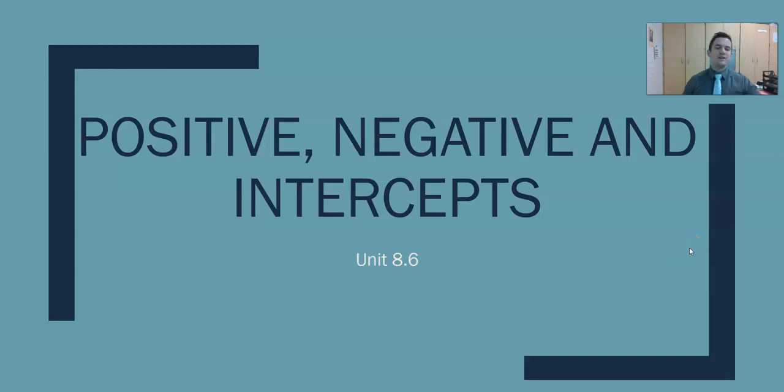Hello, Mr. Burrell here. We're in Unit 8 talking about graphing. In this last video, we talked about looking at a graph and identifying where that graph is increasing, decreasing, and where that graph has a maximum value or a minimum value. Those are some of the characteristics that we often like to look at when we're looking at graphs. Today we're going to talk about where a graph is positive, negative, and intercepts, specifically x and y intercepts.